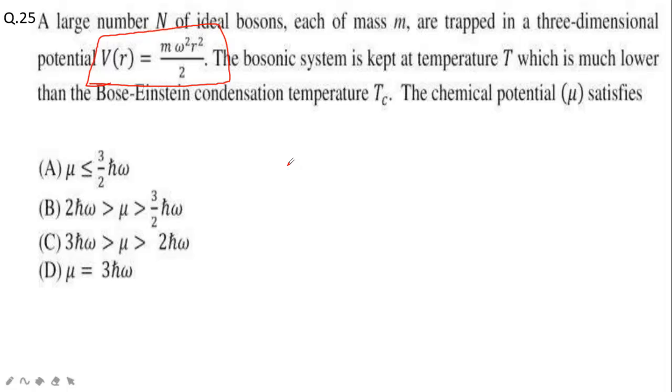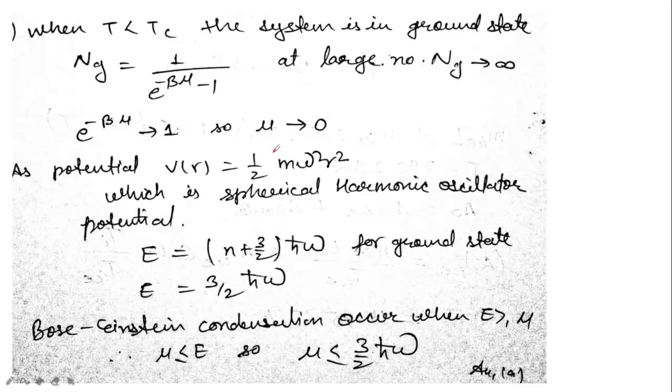So how we can solve these types of questions? So at temperature T less than Tc, system is in ground state. So the population density, or we can say the number of particles in the ground state, is 1 over exponential minus mu beta minus 1. ये कैसे डेराइव करना है ये मैं आपको इसी वीडियो में पहले वाले क्वेश्चंस में बता चुकी हूँ. Large number of ng, that means ng tends to infinite, exponential minus beta mu tends to 1. So mu tends to 0. So chemical potential is 0.